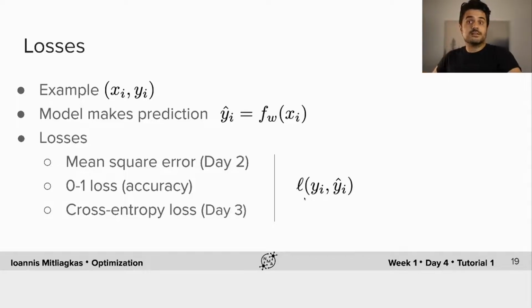This loss will tell us how badly we are doing. If it's a high value, we're doing terribly. If it's a low value, we're doing well. And you have seen so far the mean square error on day 2. You have seen the cross entropy loss on day 3. And I should also mention the 0-1 loss, which gives us accuracy. The 0-1 loss takes the value 1 if we're predicting incorrectly, and the value 0 if we're predicting correctly, in classification in particular.